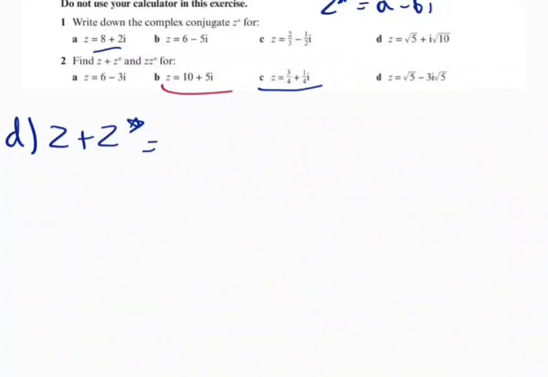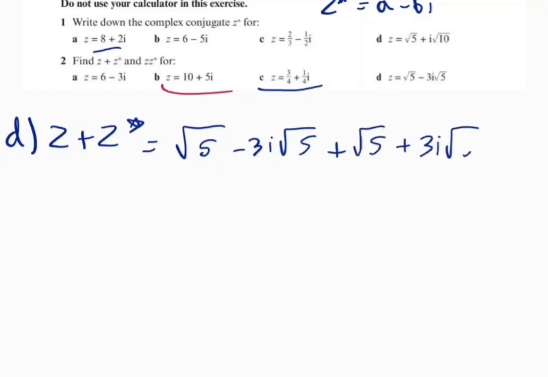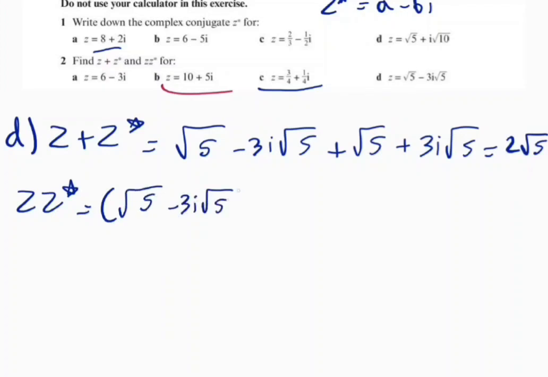And finally the last one. So we have root 5 minus 3i root 5 plus root 5 plus 3i root 5. So we get 2 root 5. Now for the multiplication bit, we have root 5 minus 3i root 5 times root 5 plus 3i root 5.